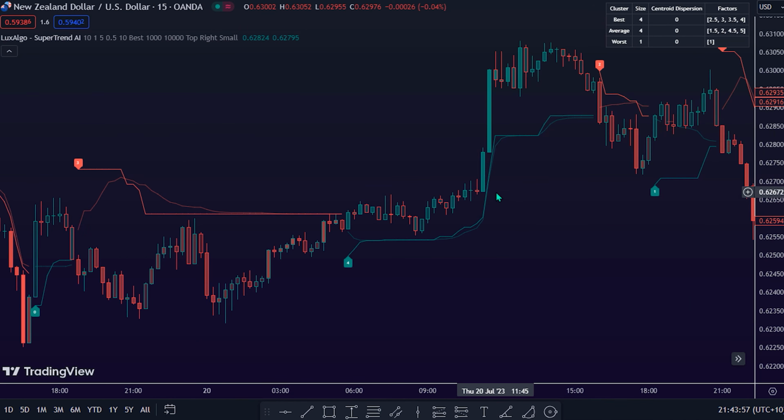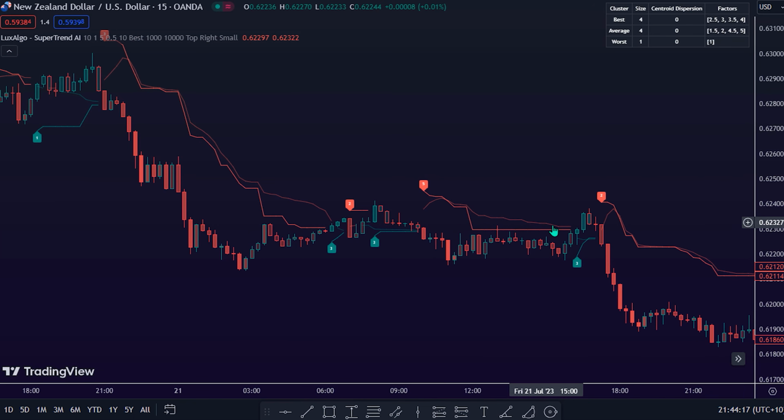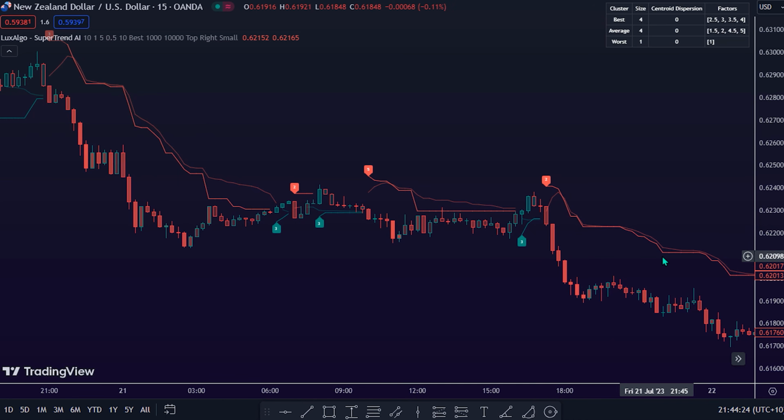How does the SuperTrend AI clustering indicator work in the market? Whenever the price of the asset plunges to the green trailing stops in an uptrend, the green trailing stop of the SuperTrend AI clustering indicator will usually hold the bearish pullback as a support for the price in the uptrend. Likewise, whenever the price of the asset rises to the red trailing stops in a downtrend, the red trailing stop of the SuperTrend AI clustering indicator will usually hold a bullish pullback as a resistance for the price in the downtrend.